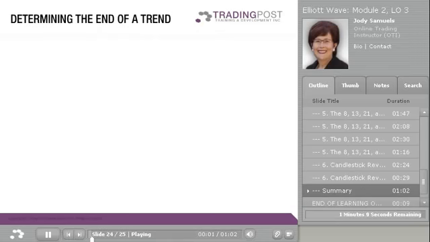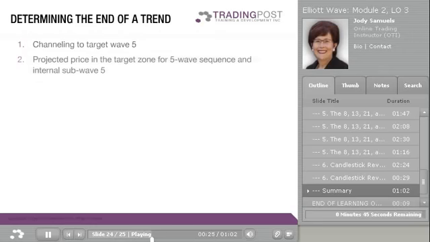This concludes this section on determining the end of a trend. You now have a complete toolkit of trend-ending indicators and reversal patterns that will take you a long way compared to other traders. To summarize, there are several methods of determining the end of a trend. They include 1. Channeling to target wave 5. 2. Projected price in the target zone for 5-wave sequence and internal subwave 5.